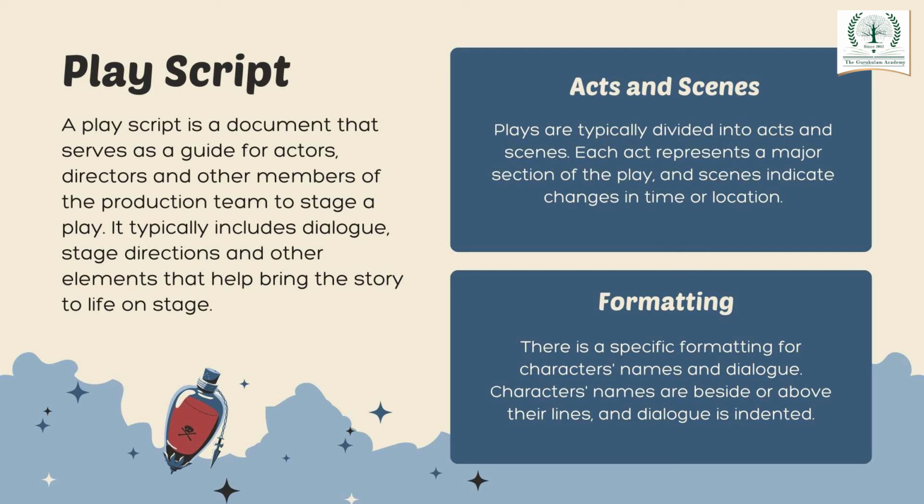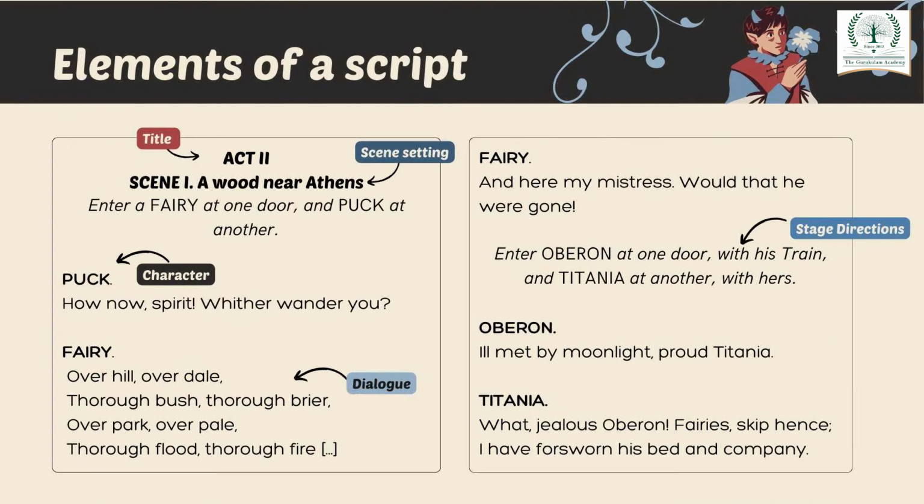Acts and scenes. Plays are typically divided into acts and scenes. Each act represents a major section of the play, and scenes indicate changes in time or location. Formatting. This is a specific formatting for characters' names and dialogue. Characters' names are beside or above their lines, and dialogue is indented. Elements of a script.